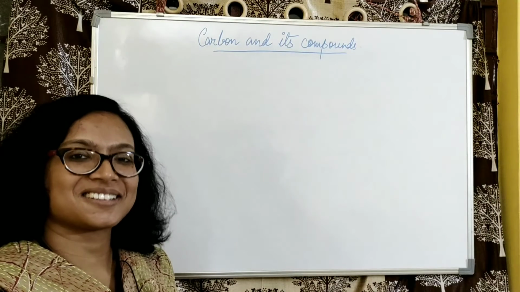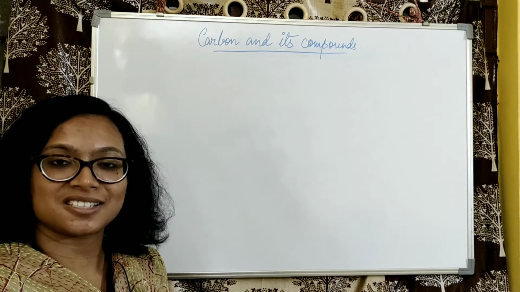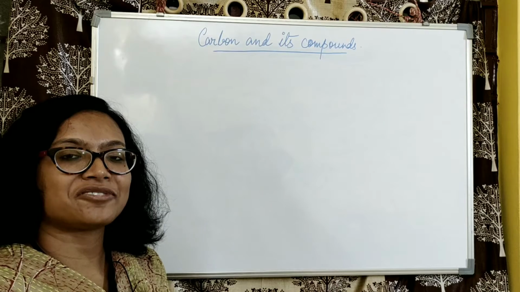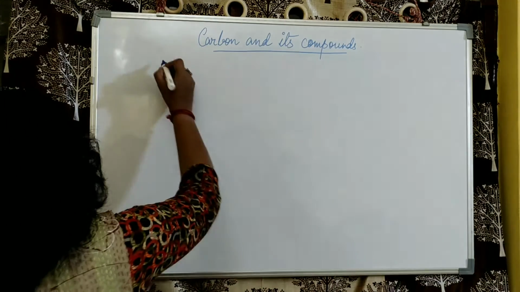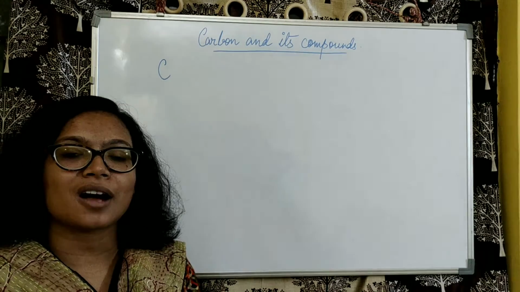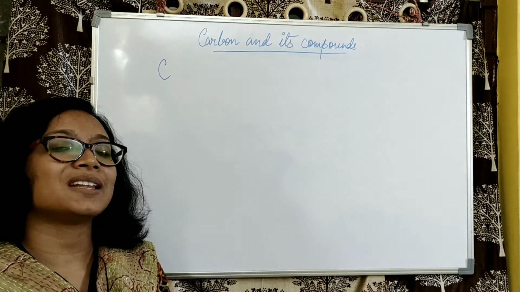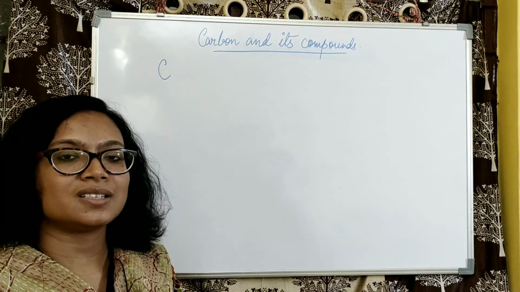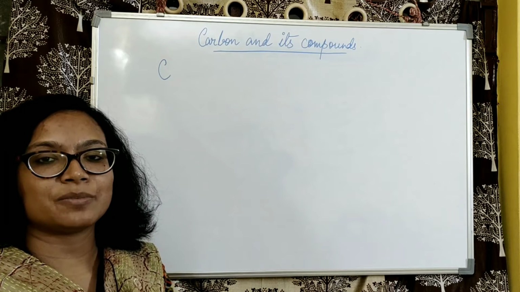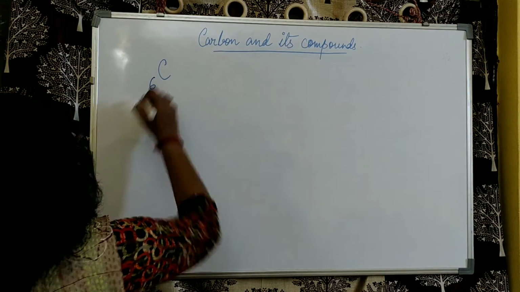Let us get to study about carbon and its compounds. We have heard about the element carbon with the symbol C. The name carbon has come from the Latin word carbo, meaning coal. Carbon is a non-metal with atomic number 6.